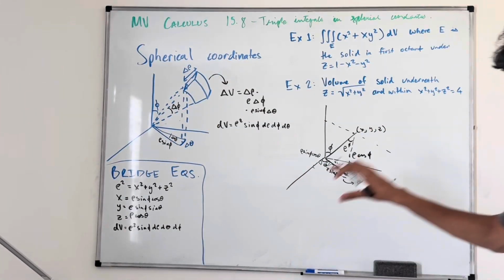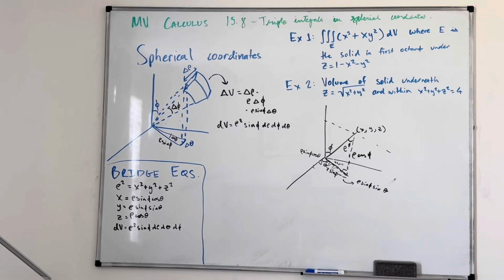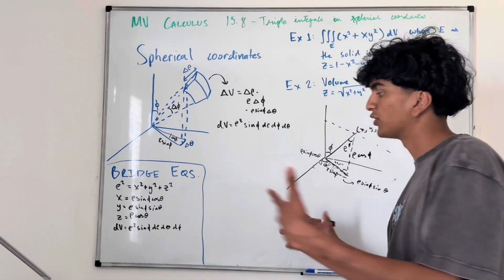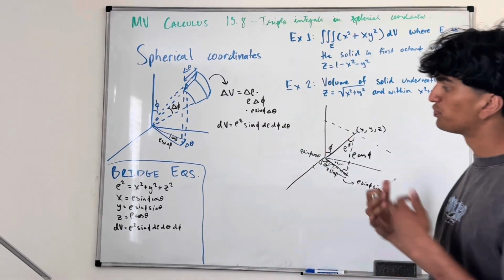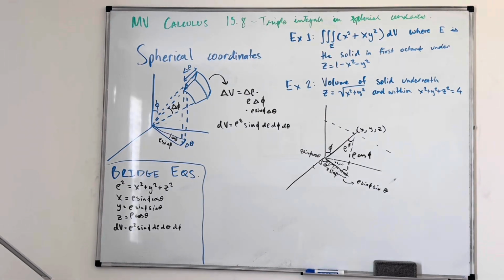I think those are the pretty crucial bridge equations. And once we know these bridge equations of how we can bridge over from rectangular to spherical, we can use this as an integration technique. So let's actually just start off with example 1.